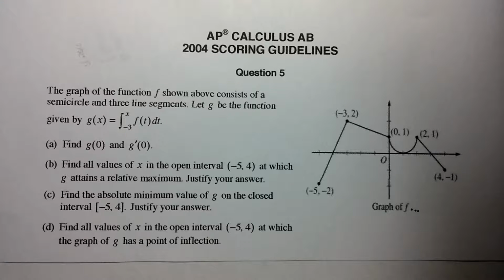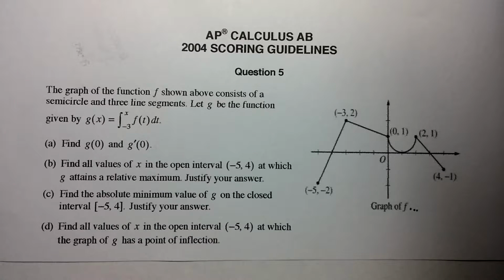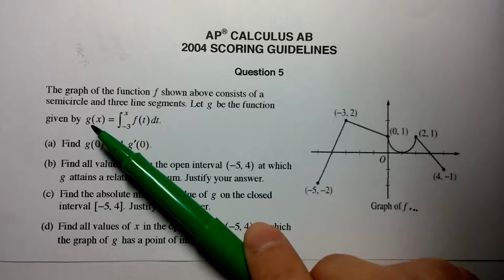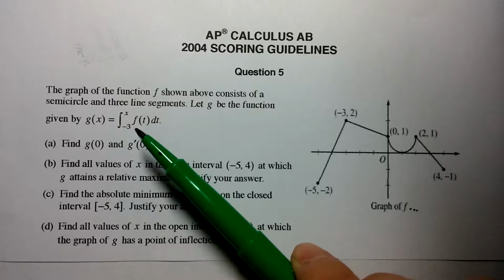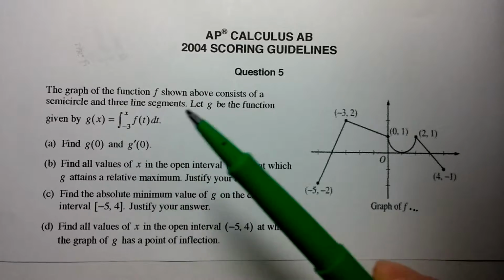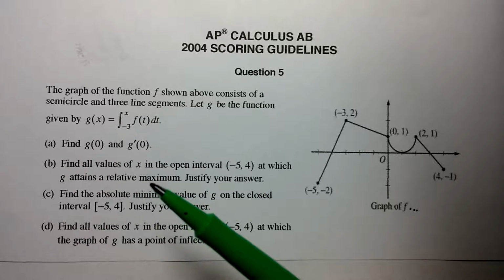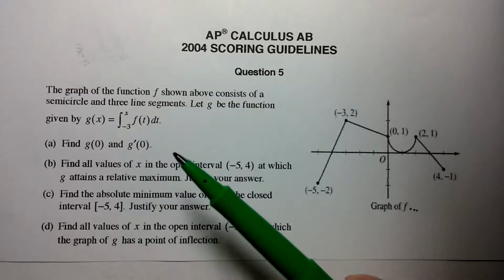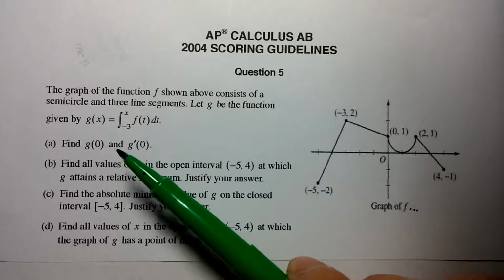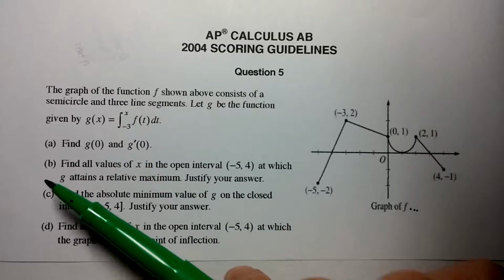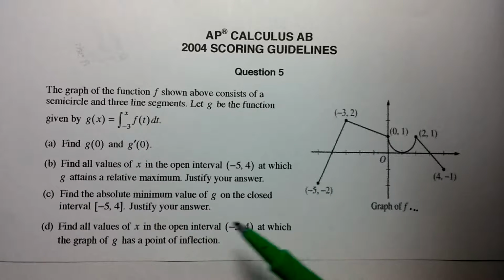So, if you know that this is an accumulation function, it might be a good idea to make a little legend or key to the side that really lets you understand what g of x means and what f of x or f of t means in this case, okay? Because if you look through all these questions, all the questions are in terms of g prime. We're talking about g, and g.